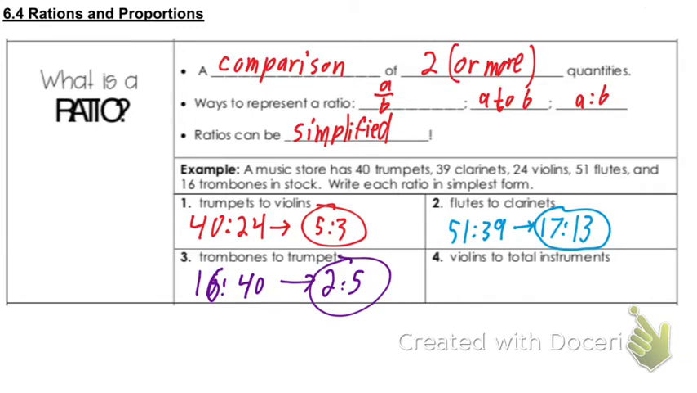So there's 24 violins. And how many total instruments are there if we add up all of those? 170. There are 170. Very good. I already did that, but you can do it. I believe 2 goes into both is the only number that does. Yep. So it's 85. 12 to 85. So for every 12 violins, there are 85 total instruments.